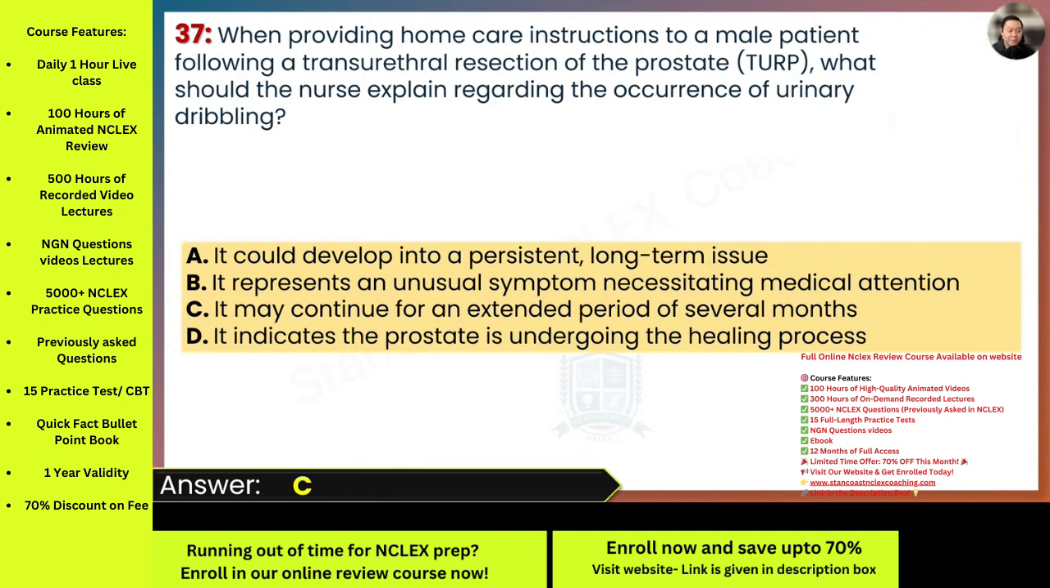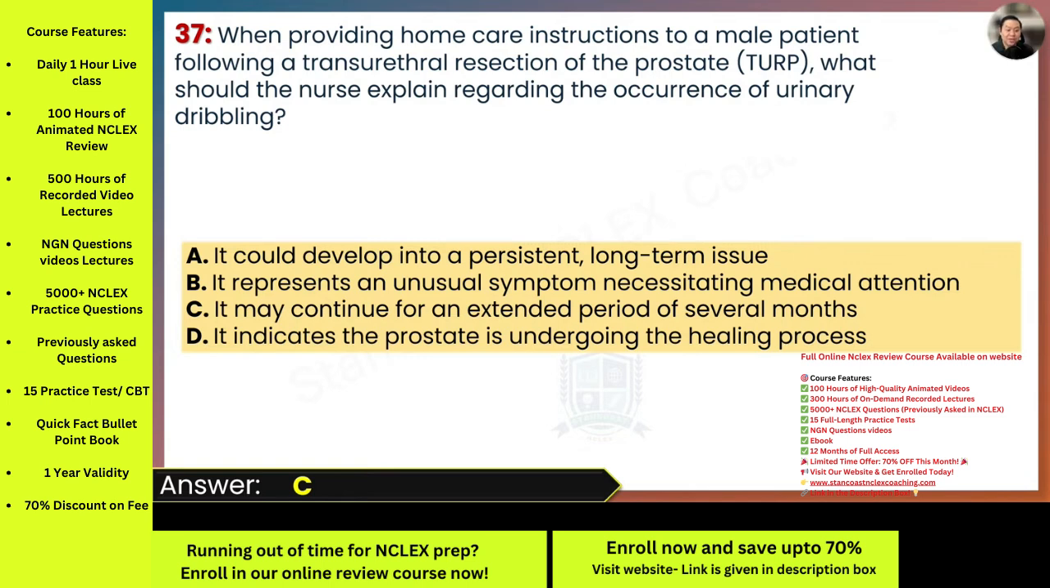Now, what about letter B? It represents an unusual symptom necessitating medical attention. Well, this is incorrect because, again, the urinary dribbling following a TURP is not unusual. It is actually quite a common issue due to the surgical trauma to the prostate and the surrounding tissue. All right, so that's generally a normal part of the healing process, and it does not require medical intervention unless it becomes severe or persistent beyond the expected recovery time.